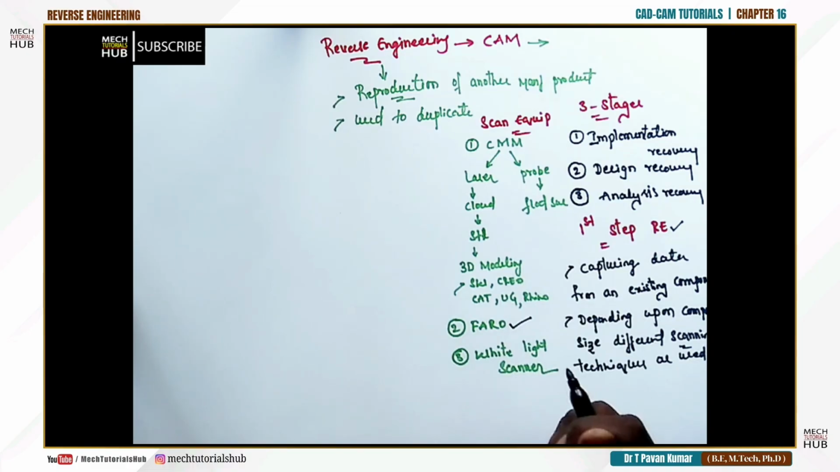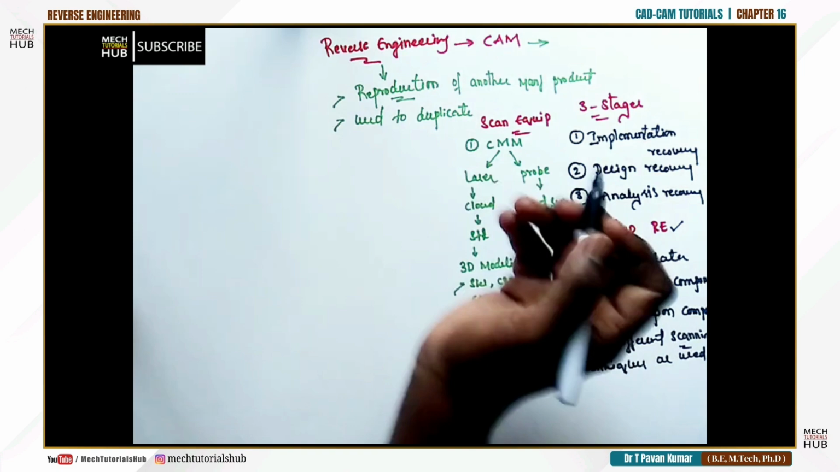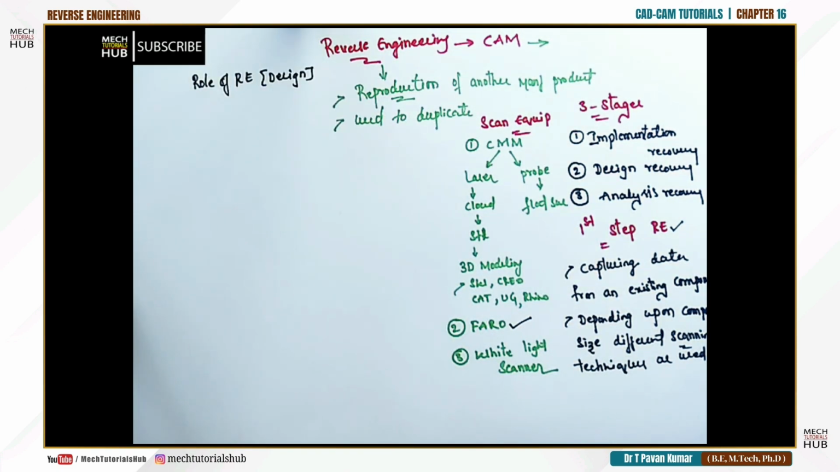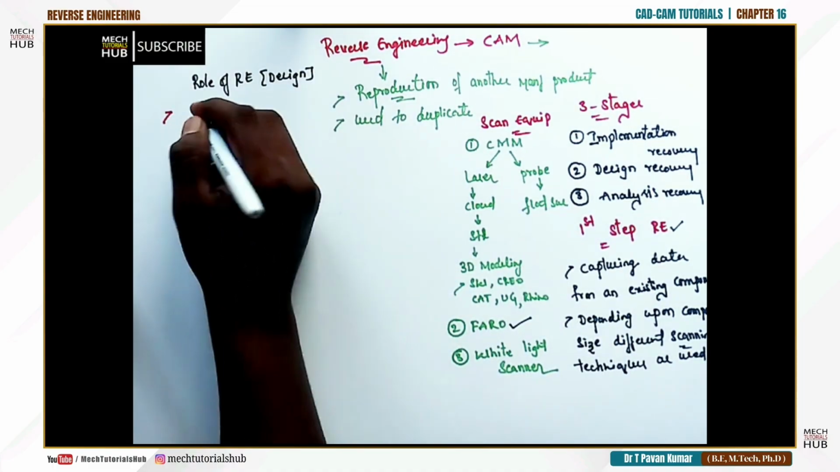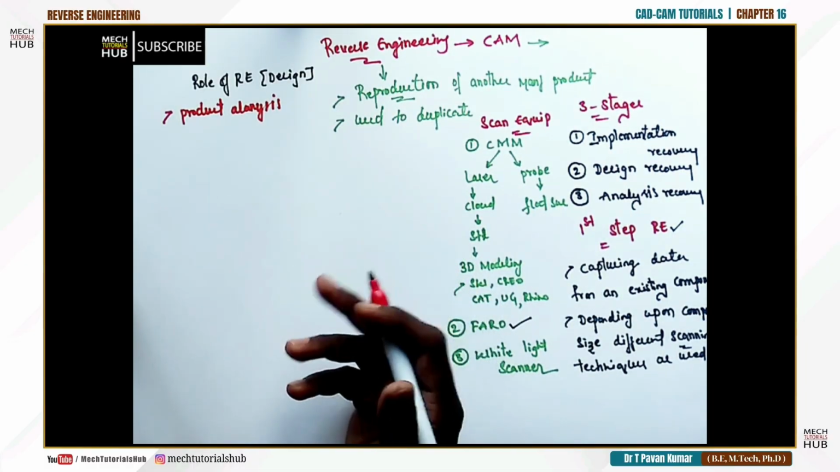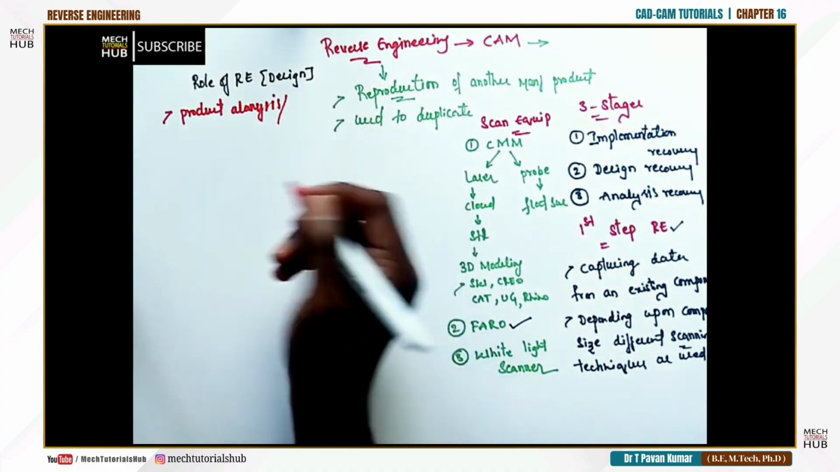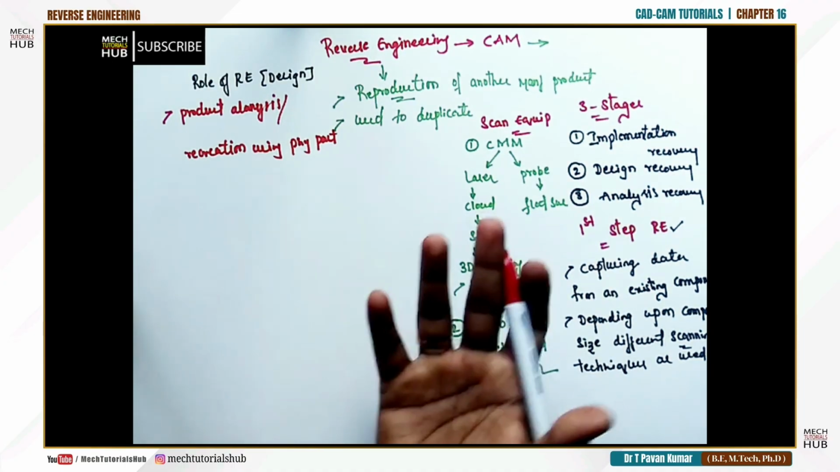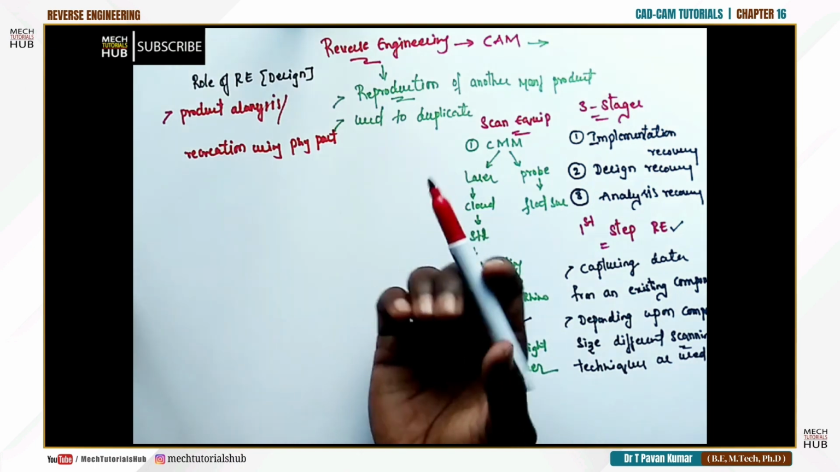And one more point: what is the role of reverse engineering in the design field? Let us make a point here. Role of reverse engineering in design. How does it help? It helps in analyzing the product. Product analysis or recreation using a physical part. If some existing part is there, you can also call it recreation using a physical part. This physical part acts as the starting point, the first step of reverse engineering.